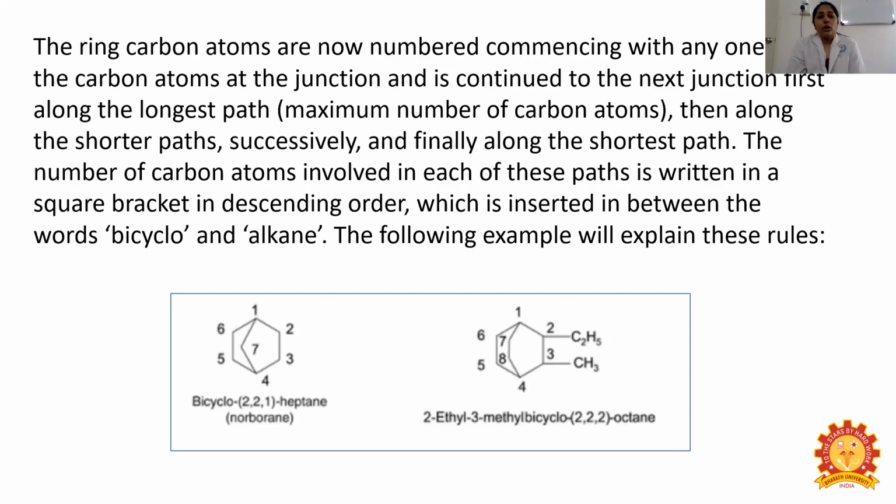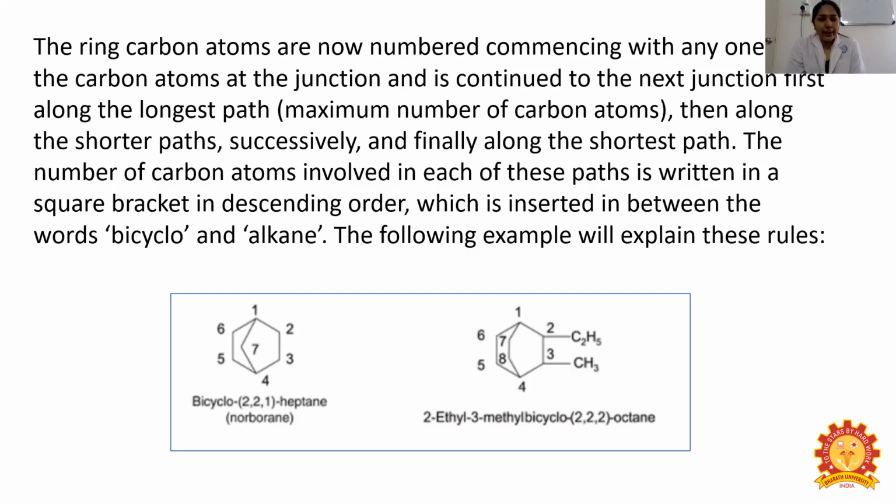The ring carbon atoms are now numbered commencing with any one of the carbon atoms at the junction, and it is continued to the next junction along the longest path, the maximum number of carbon atoms, and then the shortest path, successively, finally the shortest path. The number of carbon atoms involved in each of these paths is written in a square bracket in descending order, which is inserted in between the word bicyclo and alkane. The following example will explain these rules.